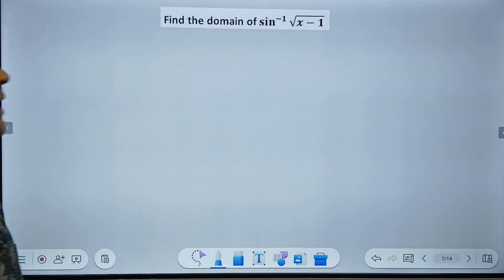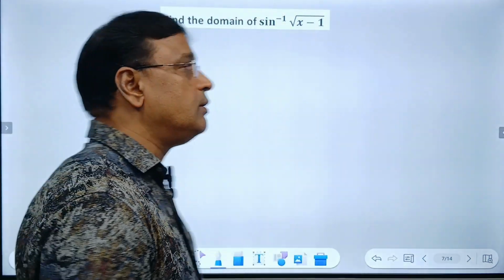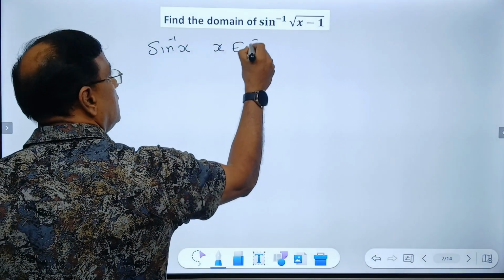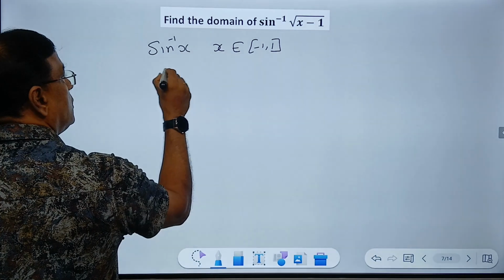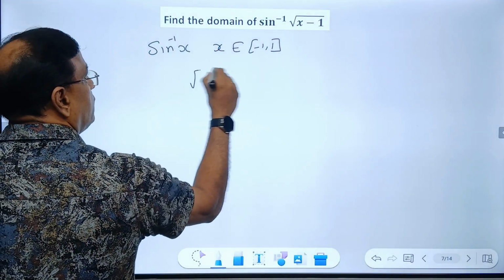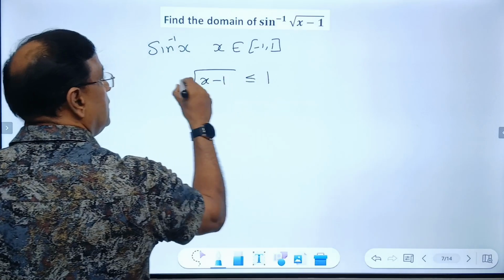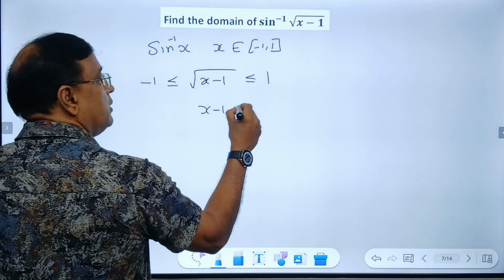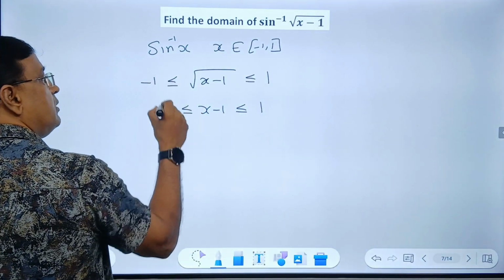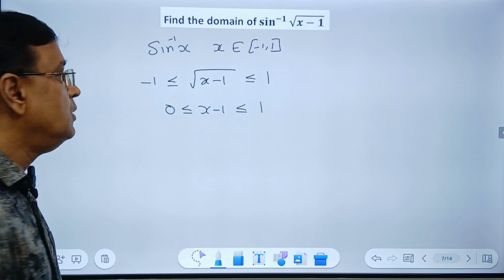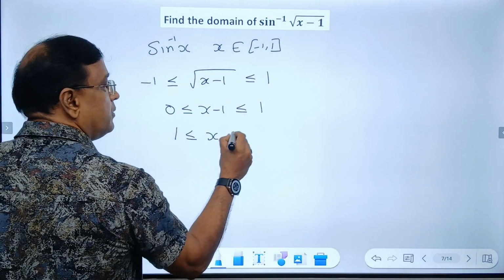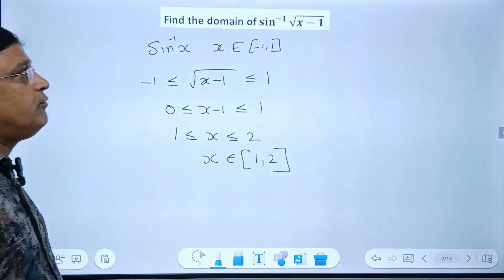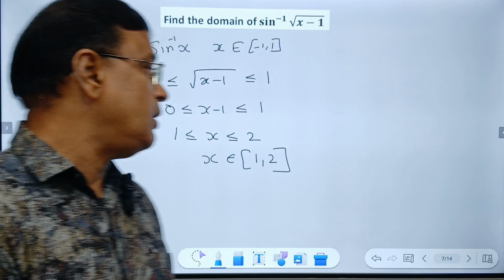Now let's do one more sum. Sine inverse of root of x minus 1. I think for sine inverse of x, your x lies between minus 1 and plus 1. So you take root of x minus 1. It lies between plus 1 and minus 1. Again, same logic, squaring both sides, you get x minus 1 less than or equal to 1. Here there is no change, whereas here all the negative numbers will become greater than 0 when you square them. Now add 1 to both sides, you get 2. Therefore, x belongs to 1, 2. This is your domain for sine inverse of root of x minus 1.